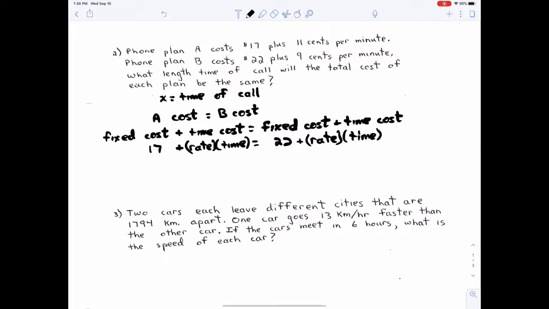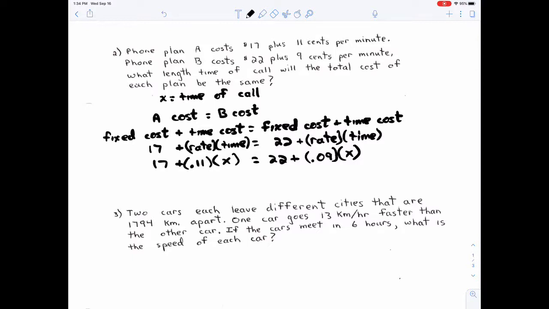Okay, so there's 17 plus, what's the rate of A? It's 11 cents. And what's the time? X. For B, what's the rate? It's 9 cents, which is 0.09, not 0.9, but 0.09 times X. At this point, what would I tell you to do? Multiply by 100 and get rid of decimals, et cetera.